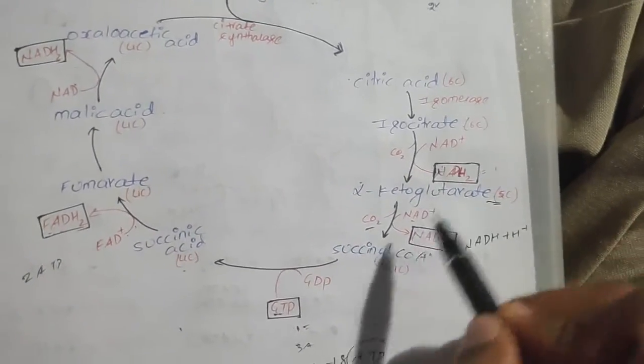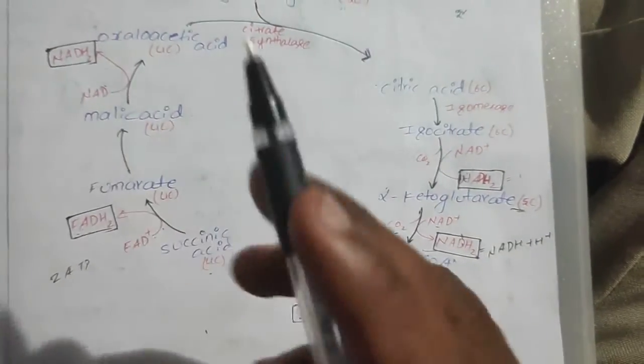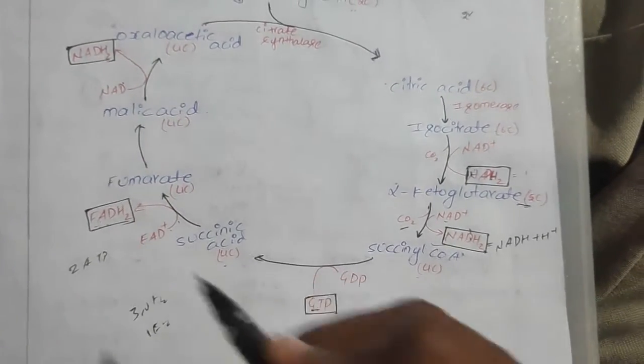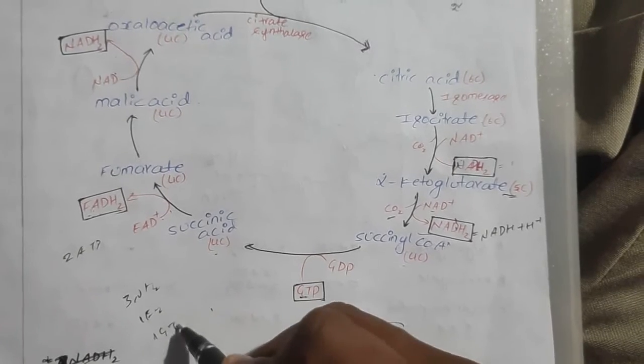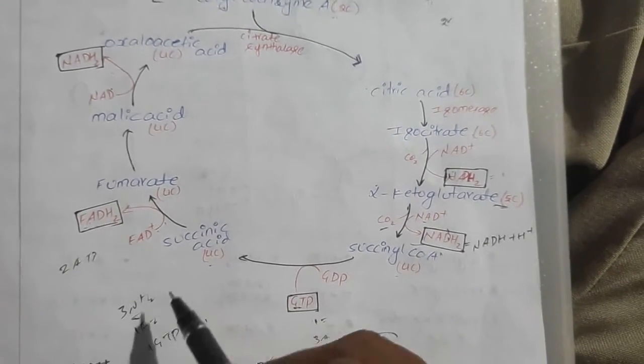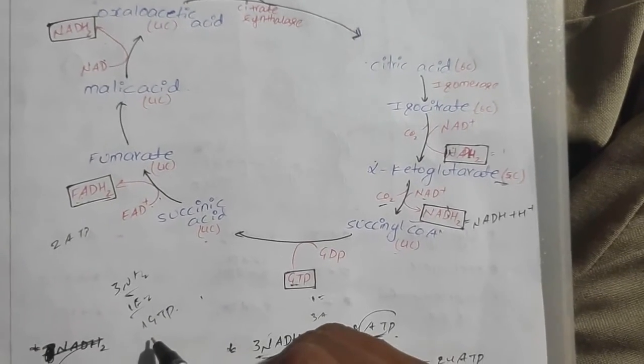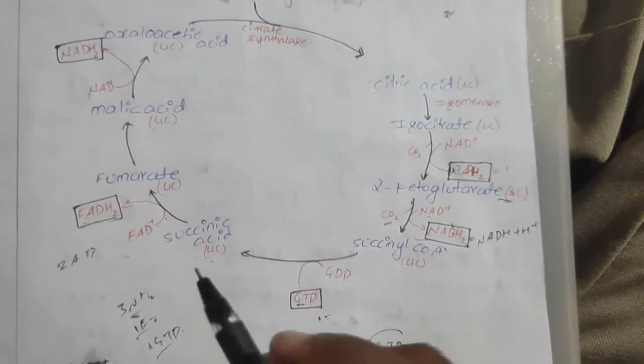In this Krebs cycle we have got 3 NADH2, see, here 1 NADH2, here 1 NADH2 and here 1 NADH2. Therefore 3 NADH2 and 1 FADH2. Remember this. And 1 GTP. So remember: 3 molecules of NADH2, 1 molecule of FADH2, and 1 molecule of GTP.